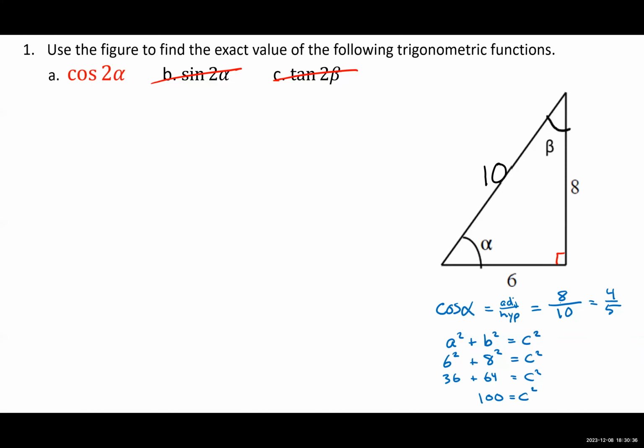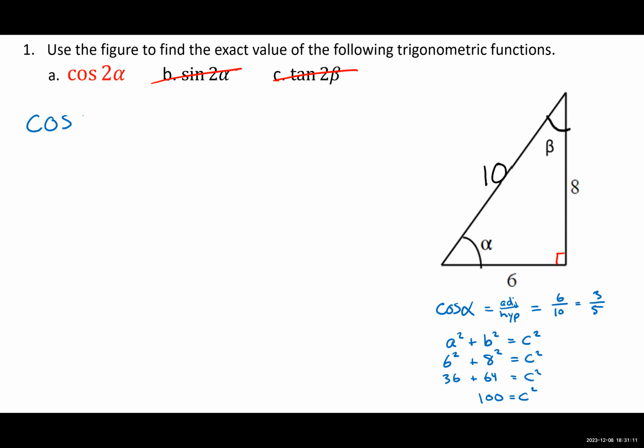Adjacent over hypotenuse. Oh, sorry. I'm saying one thing and I'm writing another. Adjacent is the 6. Whew. It must be late. It's late right now. Adjacent is 6. So that's 6 over 10, which is 3 over 5. Okay, we got to be careful here. Cosine of theta, or cosine of alpha, is 3 over 5. Now, we're not looking for cosine of alpha. We're looking for cosine of 2 alpha.